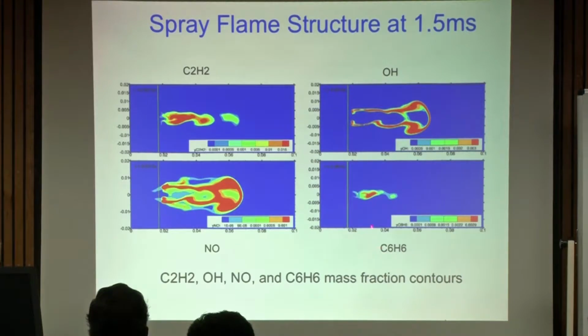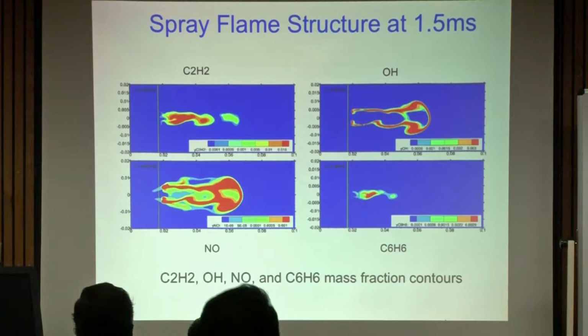And then if you look at a polycyclic aromatic species like C6H6, this is produced again inside the rich premixed zone. So premixed combustion produces the soot. This is a precursor for soot. Any questions? The flow is of course very transient. It's turbulent obviously.